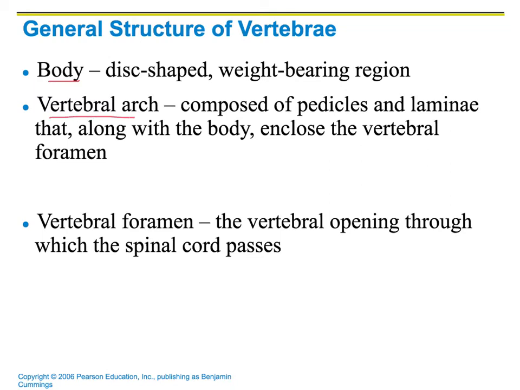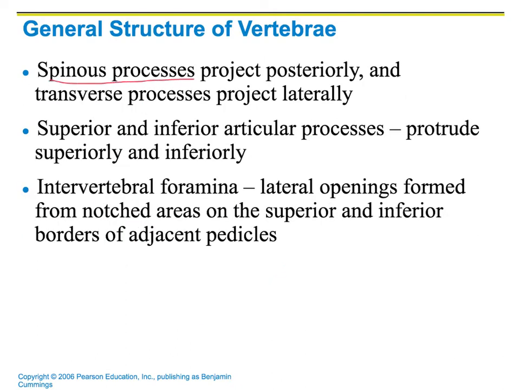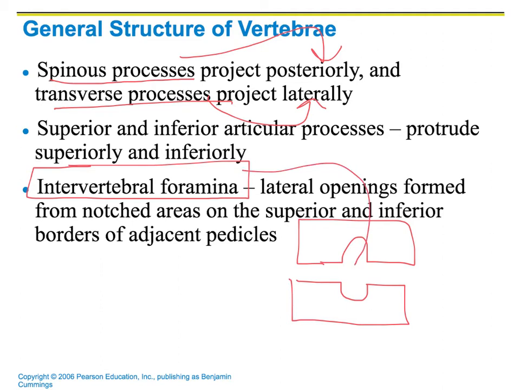General structures of a vertebra. The vertebral foramen is something to keep straight. It's the hole through which the spinal cord passes. Spinous processes project posteriorly and transverse processes project laterally. Another foramen mentioned here, the intervertebral foramen, is formed by notches on adjacent vertebrae, and these allow for the exit of spinal nerves.